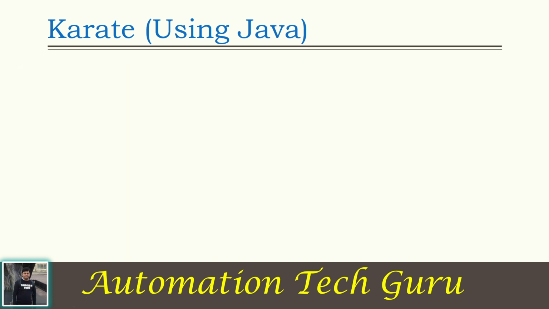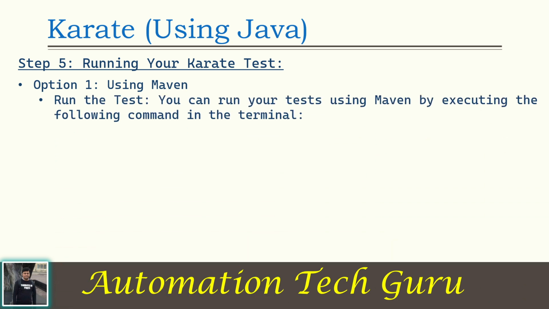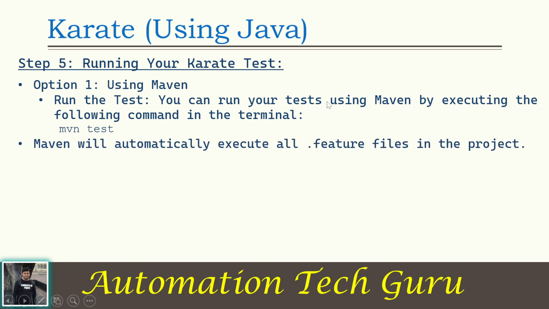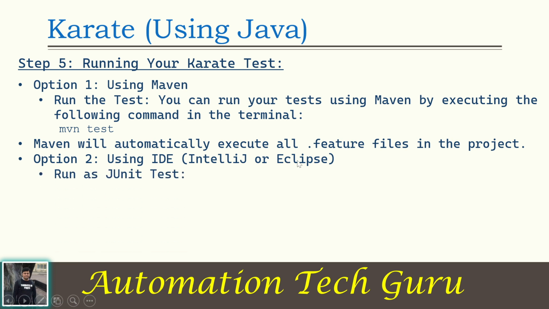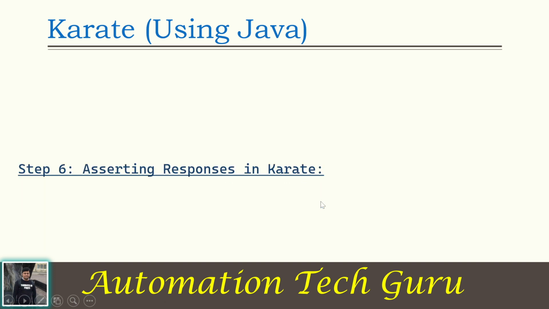Okay, next is running your Karate test. Using Maven, you can run the test by executing the following command from the terminal: mvn test, and it automatically executes all the feature tests from the project. Using an IDE such as Eclipse, you need to run it from JUnit. Right click on the API test feature and select Run Karate to execute the test directly from the IDE.